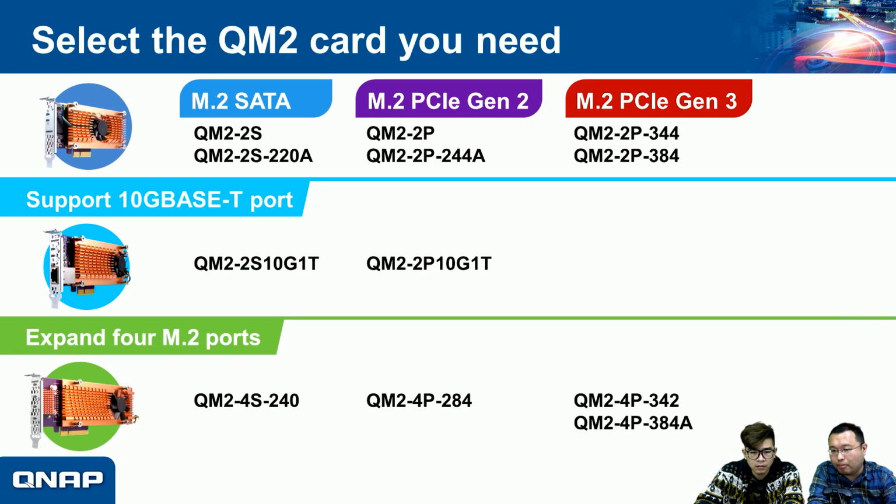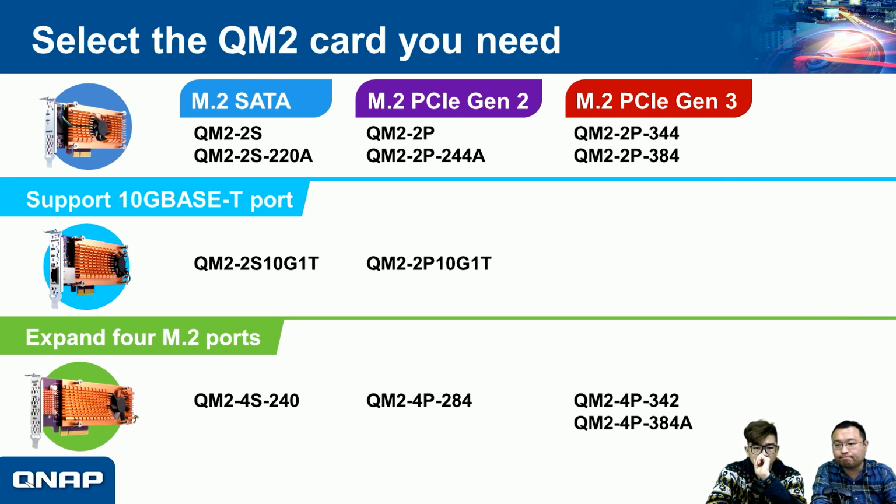Okay. So basically, based on your performance requirement and budget, and then your application, such as SSD cache, or you want RAID 5, Qtier, RAID 1, you choose the various 2-port and 4-port and various speed QM2 cards to bring the most out of your NAS.